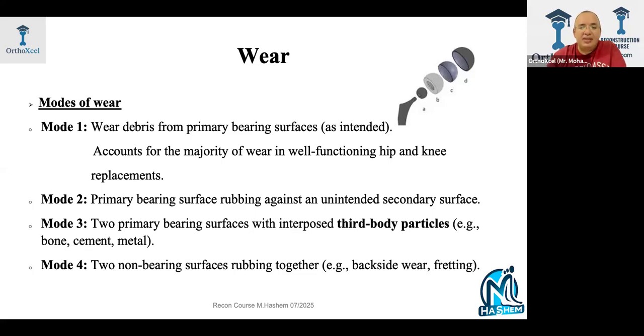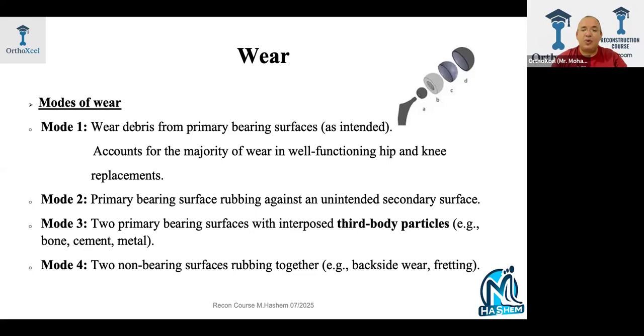Mode 2 wear means it's expected. I know when I use a metal against poly, some of the poly will be wearing more than if I used poly against poly. And I know ceramic against ceramic, the wear will be less than ceramic against poly. So this is mode 2, which is expected wear. What if I have a third party, where the articulation wasn't abnormal? I have a foreign body in between, a piece of bone, a piece of cement, a piece of metal. I will have mode 3 wear, which is the third party wear.